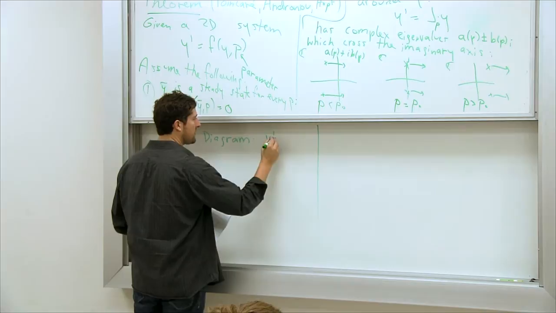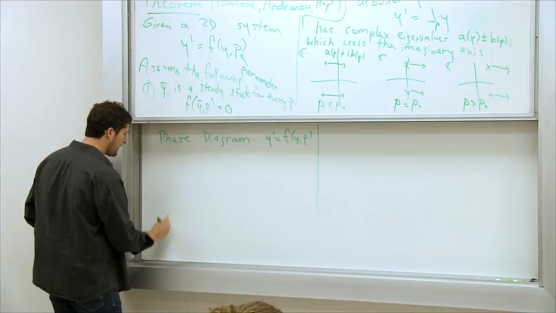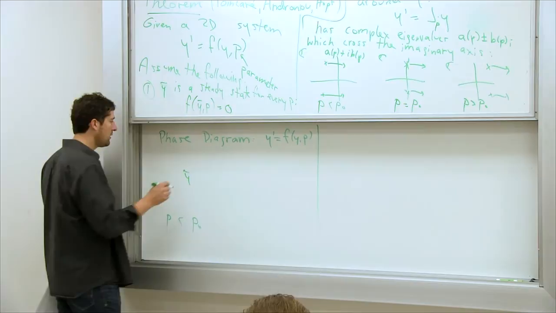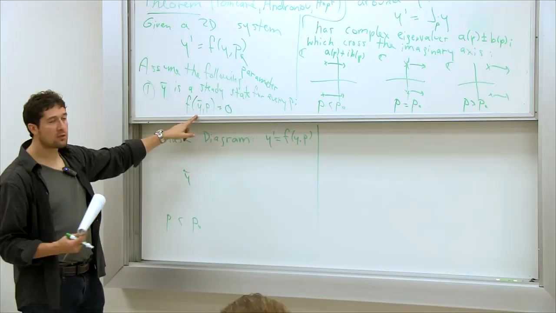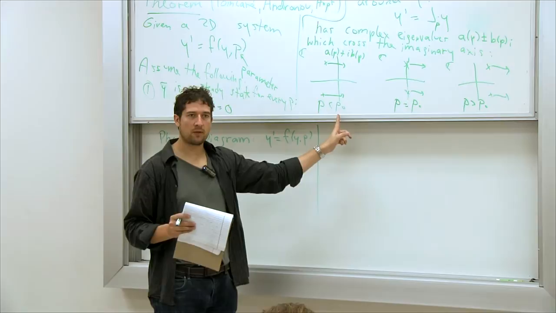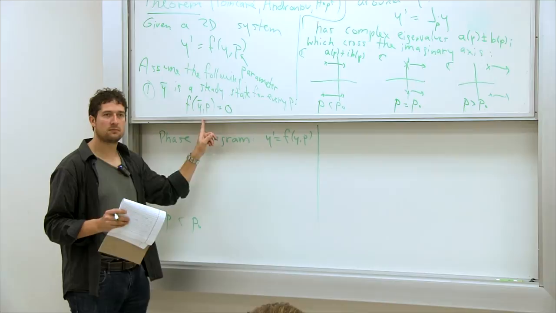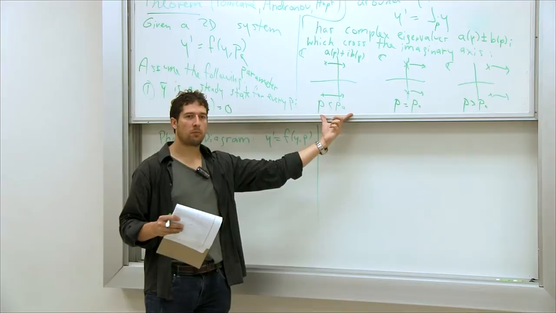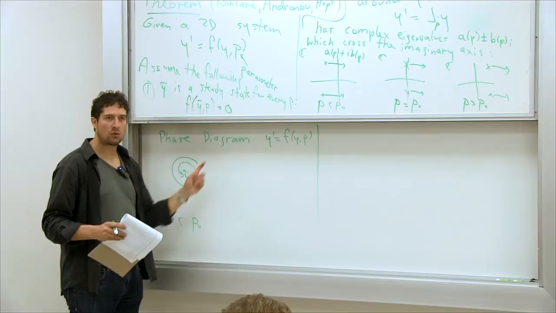You have the system y prime equals f of y comma p. For p less than p0, we have here y bar. Okay, and just like Patrick and other people were saying, because of the Hartman-Grobman theorem, we know that the linearization looks like a stable spiral. Because of the Hartman-Grobman theorem, the original system must also be a stable spiral, right? So it looks like this, right? This follows from this statement plus the Hartman-Grobman theorem, okay? That says that the linearization should look like the original system.